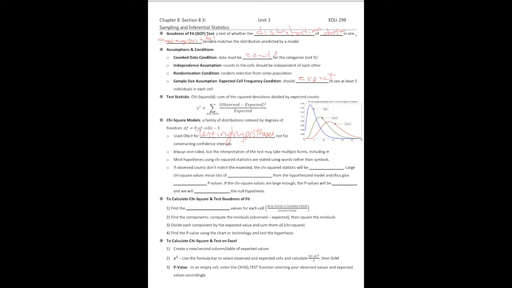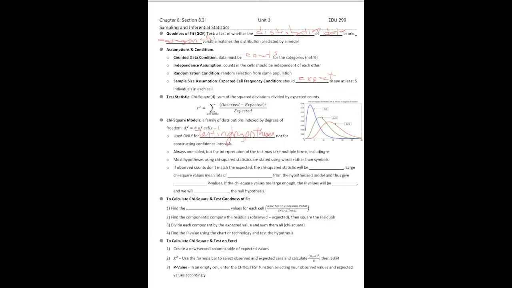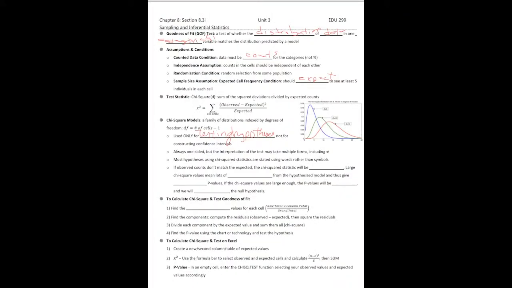Chi-square tests are always one-sided, as you can see by the picture, but the interpretation could take multiple forms, including a not equal to. When we dealt with normal distributions, not equal to would be a two-tail test. Chi-square is always a one-tail test. Most hypotheses are stated in words rather than symbols because we're talking about categorical data, so it's quite a bit more difficult to use symbols.